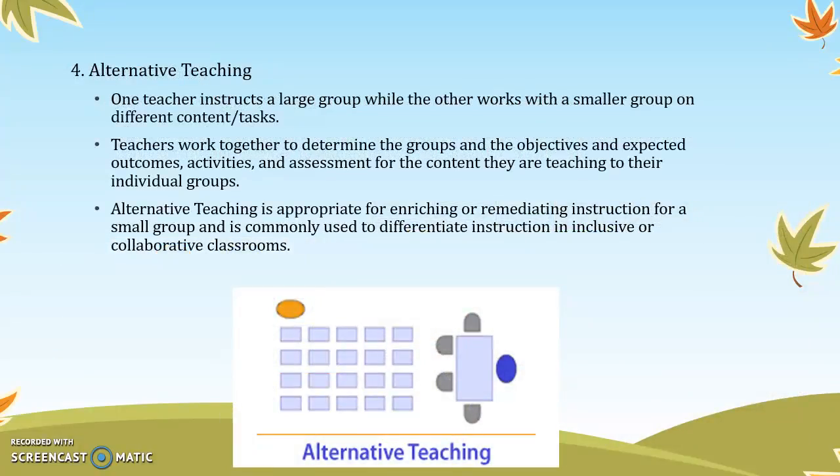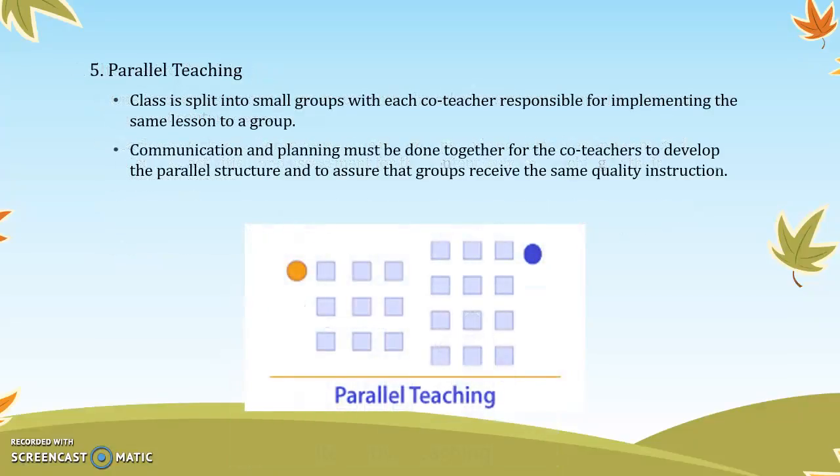Number 4 is alternative teaching. So this is where one teacher instructs the large group while the other works with a smaller group on different content tasks. And so this is really good for enrichment or remediation if there's any students that need extra help or extra instruction different from the main class.